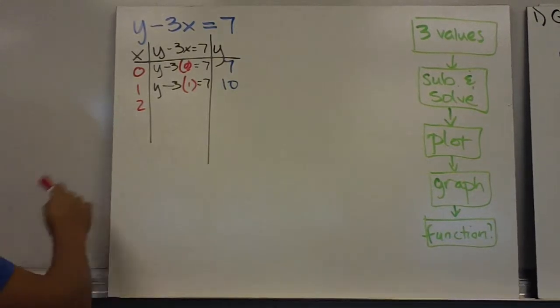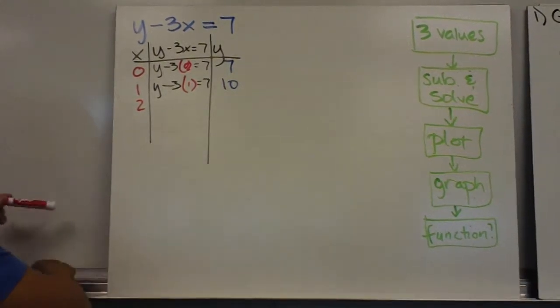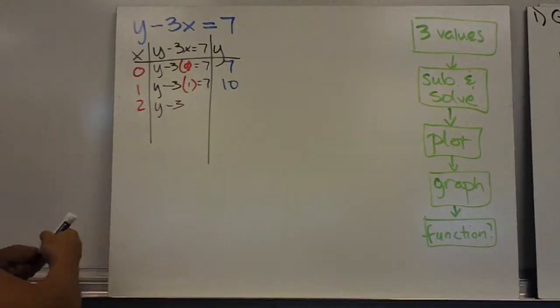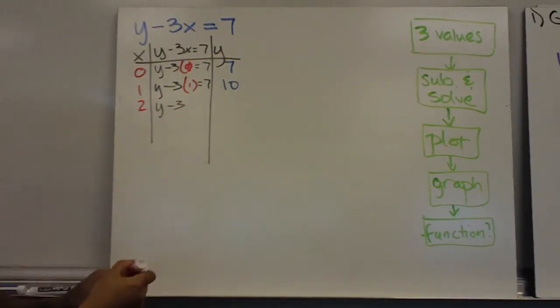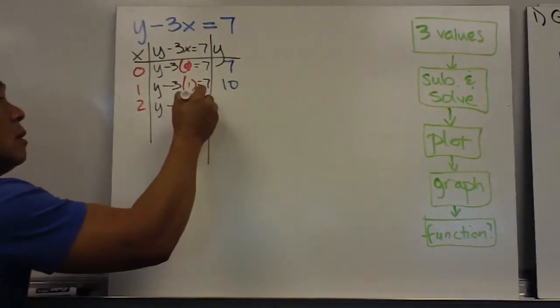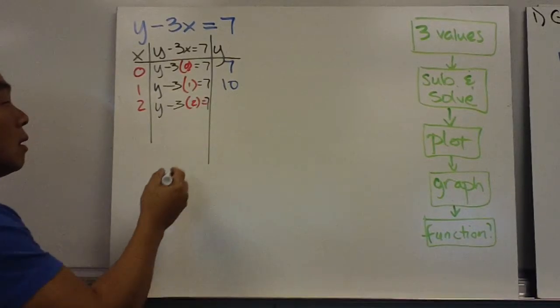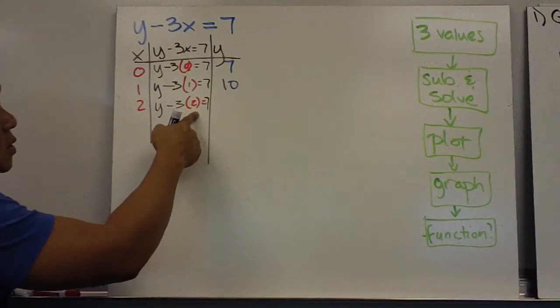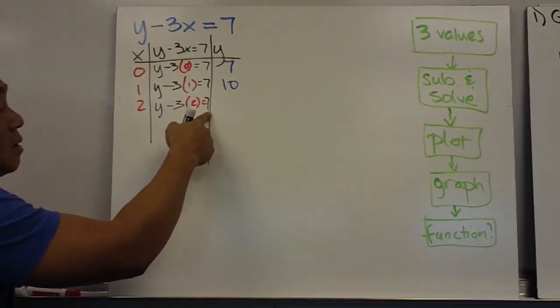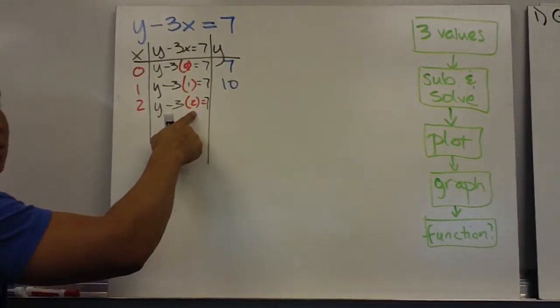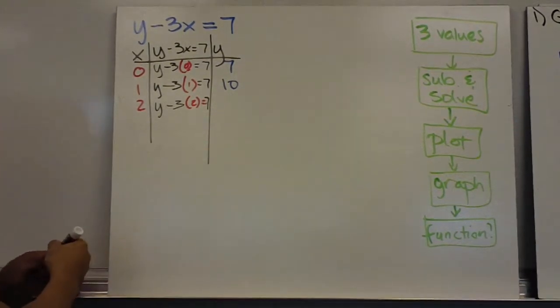And then let's go and put in the next one. So you have y minus 3, and this I'm going to put in the value of 2 for x, is equal to 7. So that'll be 6 right here. So y minus 6 is equal to 7. So if you figure out what number when you subtract 6 will give you 7, the answer will be 13.